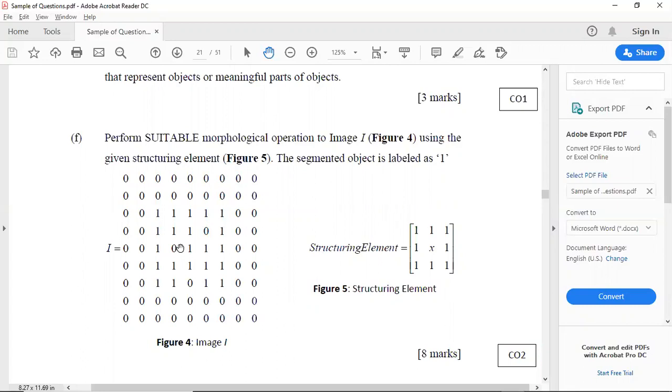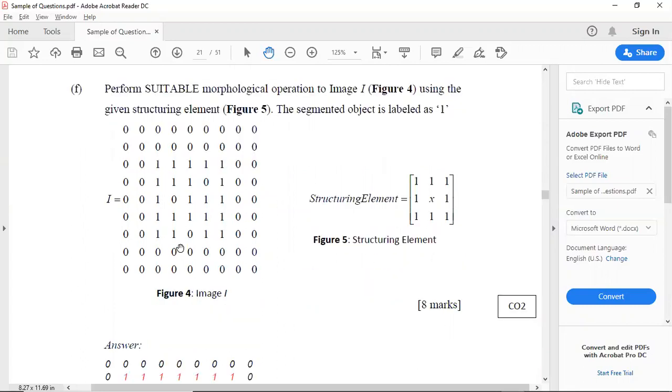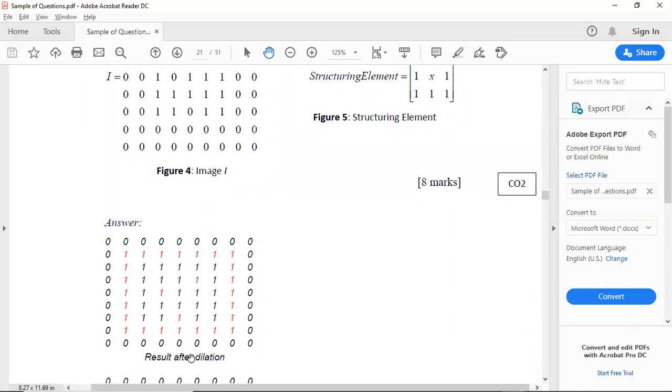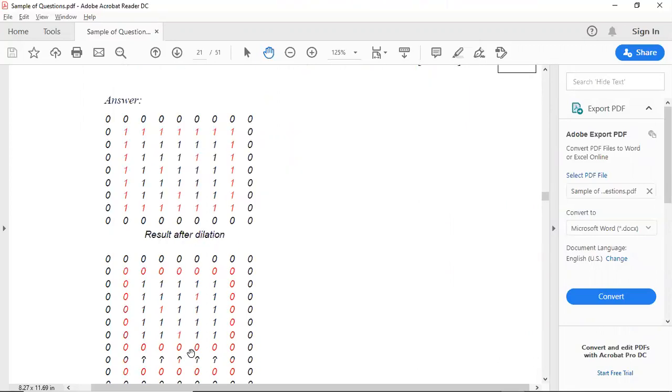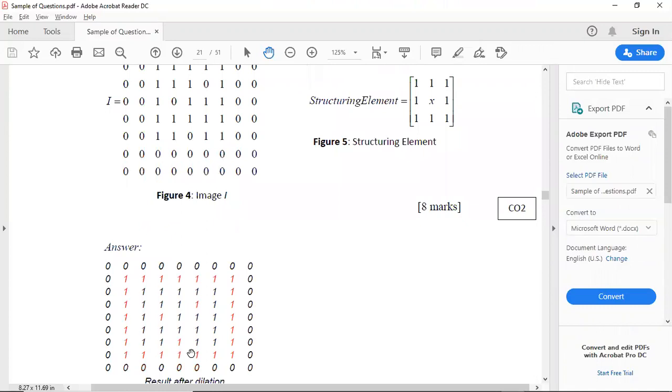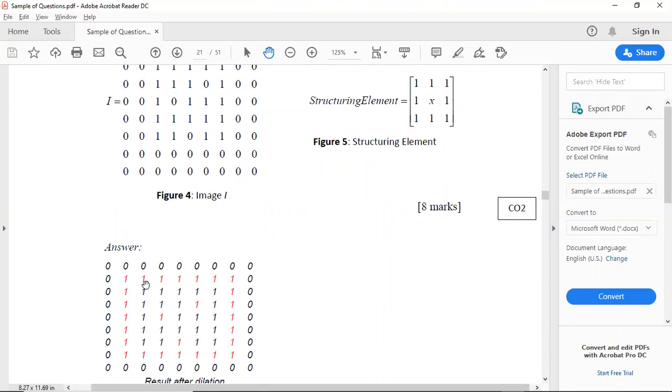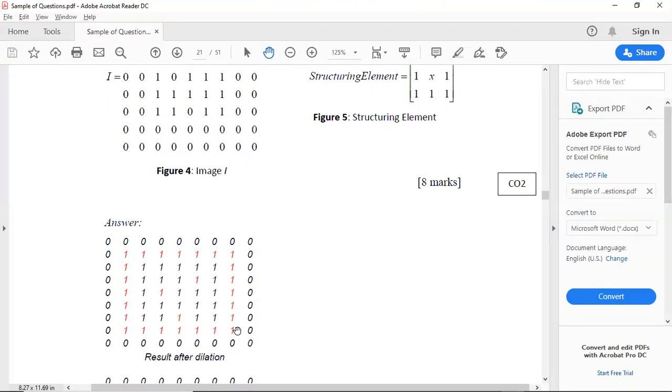So perform closing. So what happens when we do closing? We should do dilation followed by erosion. So when you dilate, you observe that all the side pixels here will be filled with one. And this one also will be filled with one. So this is what you get after dilation. So all the red color means it used to be 0, now turned to 1 after dilation, including the holes.